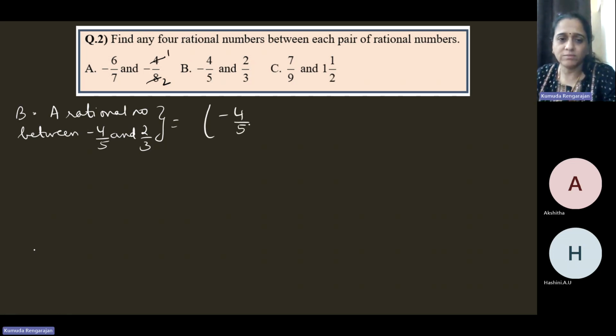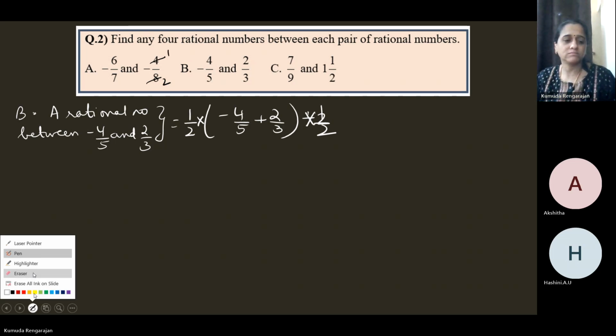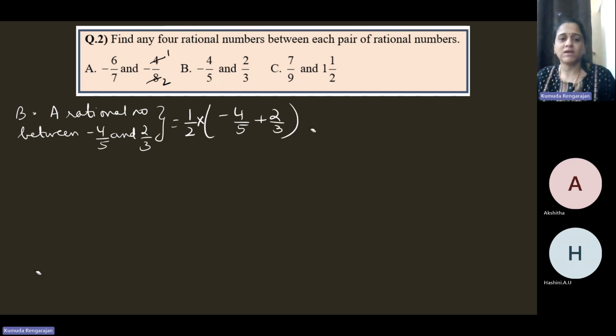Minus 4 by 5 plus 2 by 3. Then you should divide by 2. Find the sum of the two numbers and divide by 2. So divide by 2 means what? Into 1 by 2. So put 1 by 2 into the sum. You can just do it like this. 1 by 2, don't double it. Half of the sum.